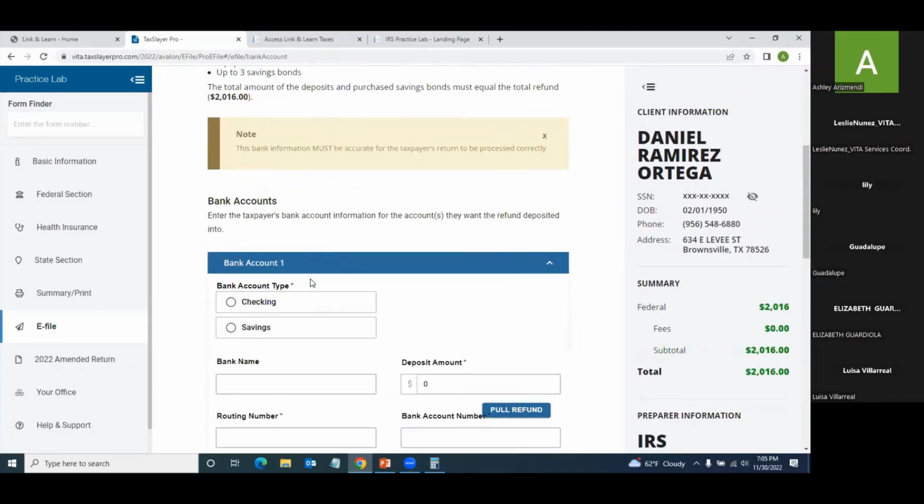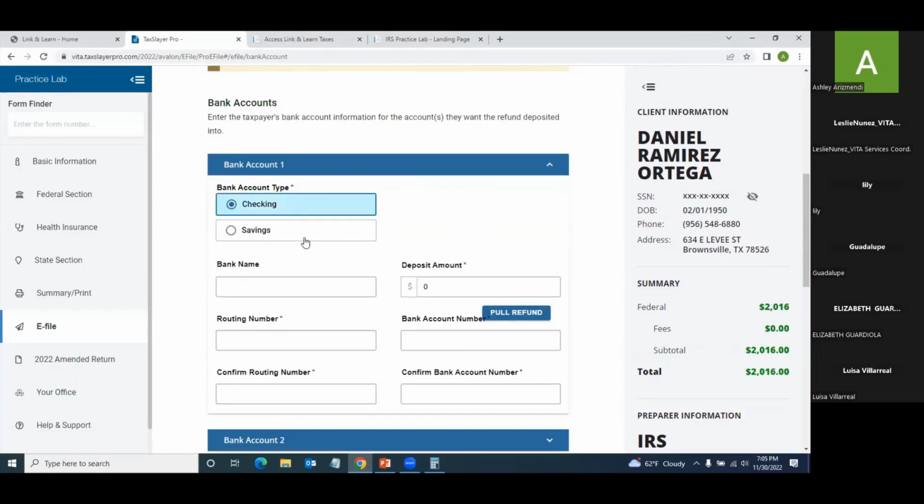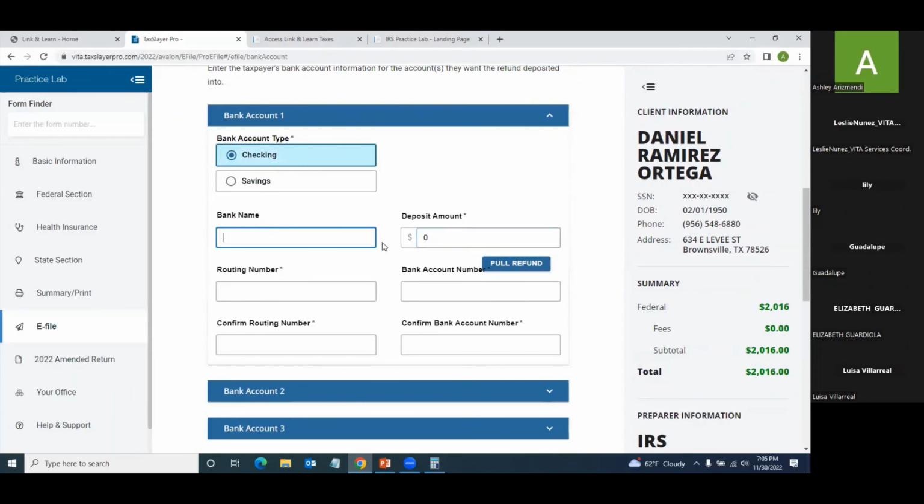And then here's where the bank accounts go. They have up to 2 bank accounts that they can deposit the money in. So if they had a checking, we would put checking, the bank name, and we would put the refund. If they wanted half and half, of course, we would divide it into half. There are no cents. We cannot put cents in there, so we would have to put an actual amount.